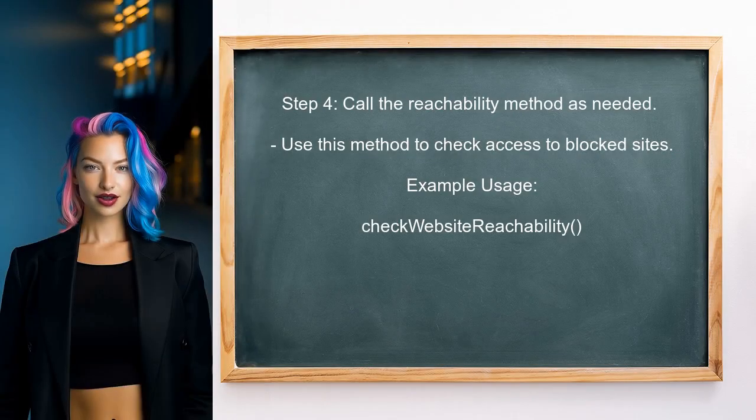If there is no error and the response status code is in the range of 200 to 299, the website is reachable. Finally, the user can call this method whenever they need to check the reachability of a specific website. This allows them to determine if they can access blocked sites on their network.